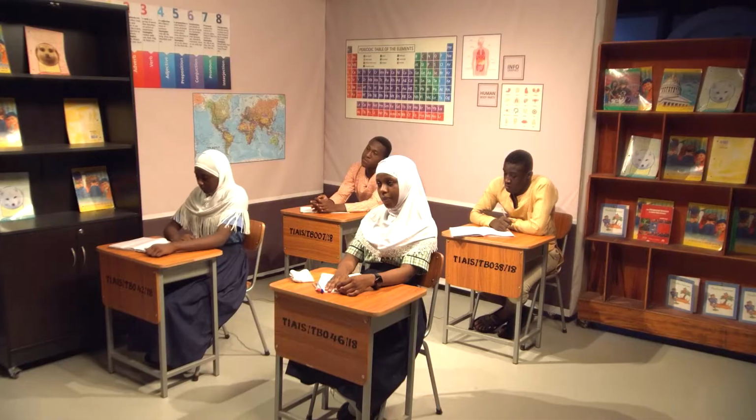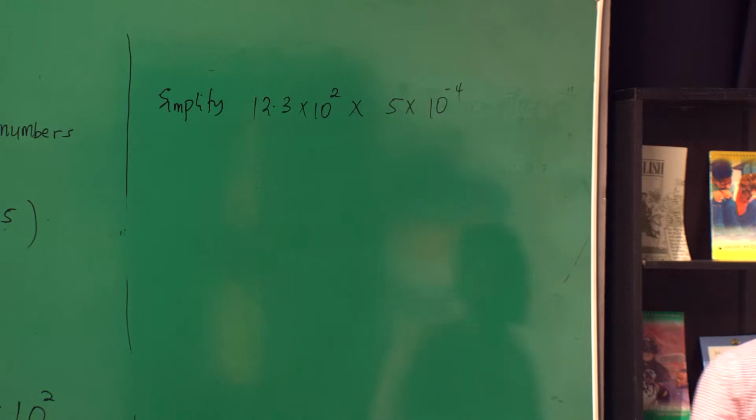Okay, so there's another example on the board. 12.3 times 10 exponent 2 positive. Then times 5 times 10 exponent negative 4.